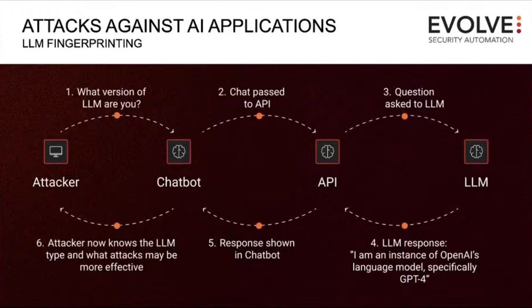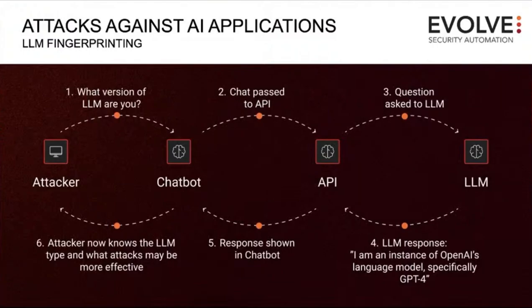So for example, if you get a response saying, hey, I'm GPT 3.5 versus GPT 4, we know that some attacks are going to be more effective against GPT 3.5 versus 4, which tends to be updated more regularly and is a little bit more intelligent. Well, a lot more intelligent. Same sort of thing if it comes back saying that it's running Llama, for example.